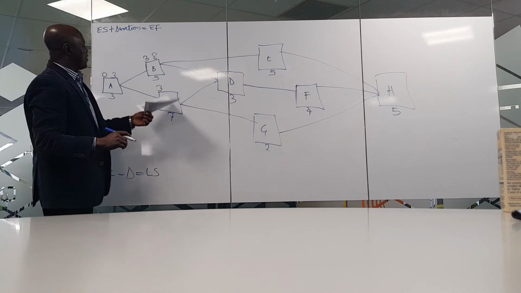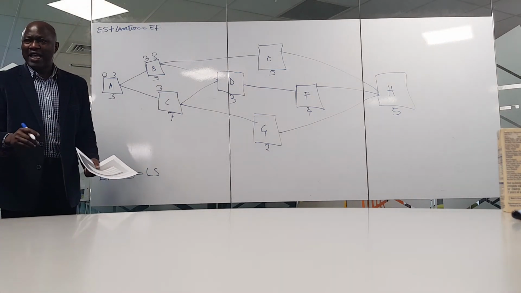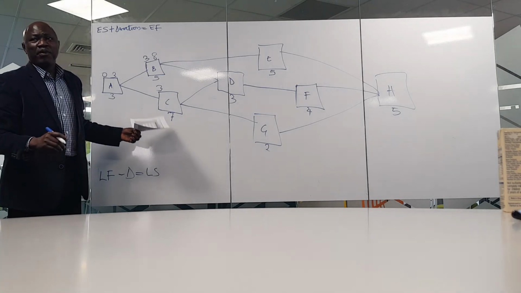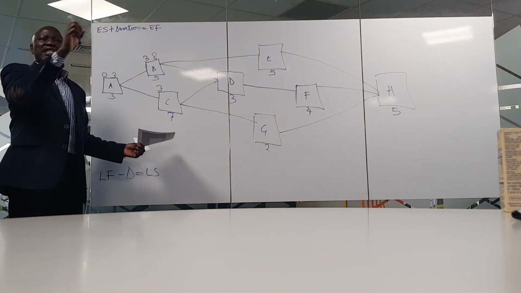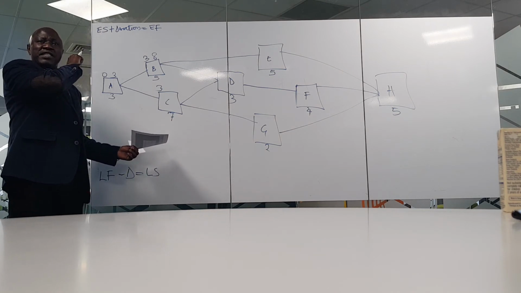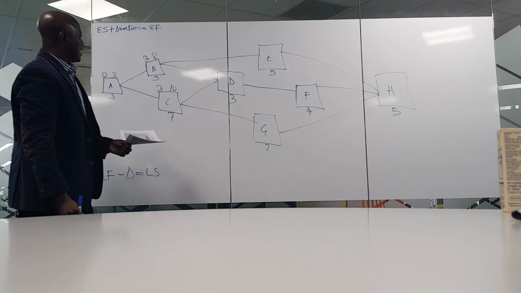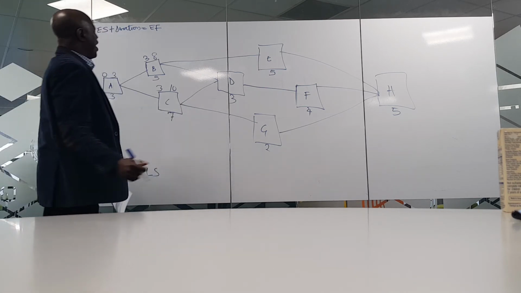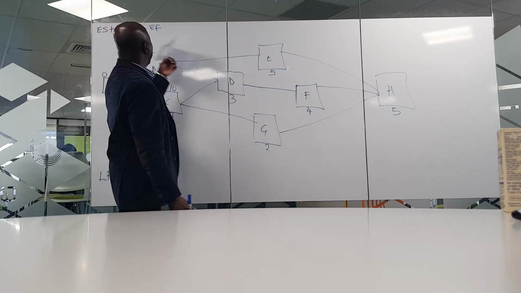And LA finish of this activity, C, will be what? 10. Why? 3 plus 7. Because it has its own duration of 7 days, and it has to wait for the 3 days of activity A. So it makes it 10. Right. Now that is C. We go to D. Now D may be a bit complex. When is LA start for D?